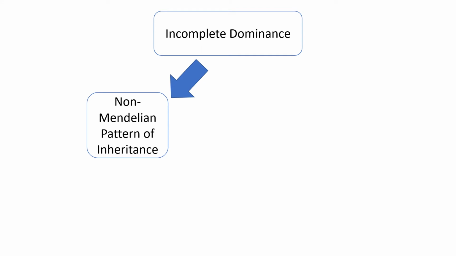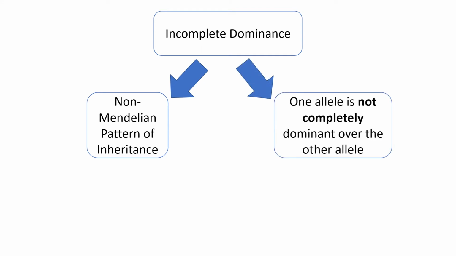It is a type of non-Mendelian pattern of inheritance wherein one allele is not completely dominant over the other allele. One example of incomplete dominance is the flower color of the snapdragon plant. So we will try to cross a red snapdragon flower and a white snapdragon flower. We assign the alleles R for red and W for white.